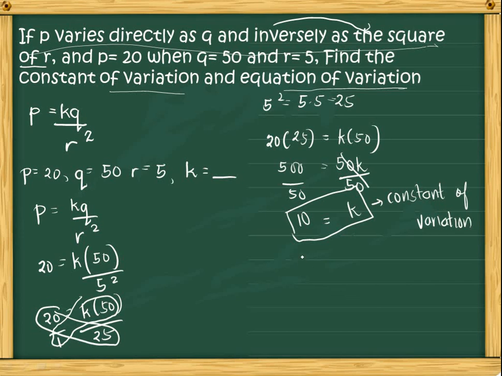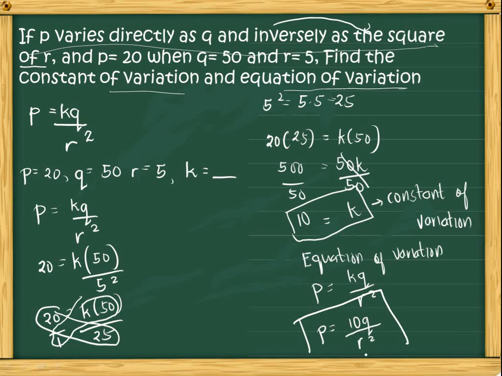And for us to find the equation of the variation, all we need to do is to get the equation P is equal to kQ all over R squared, then substitute the value of k, which is 10. P equals 10Q all over R squared. This is what we call the equation of variation.